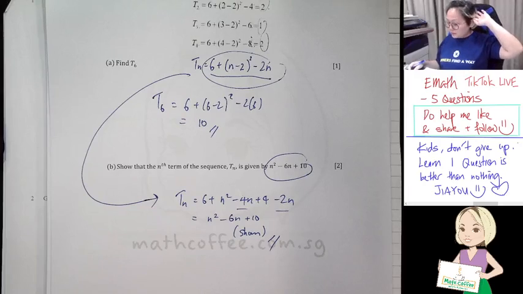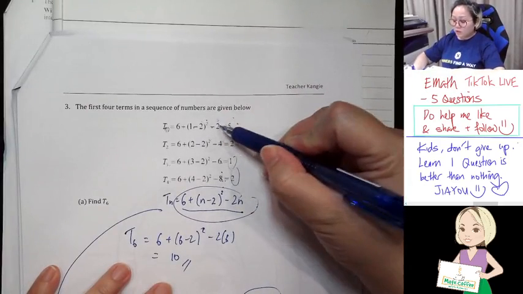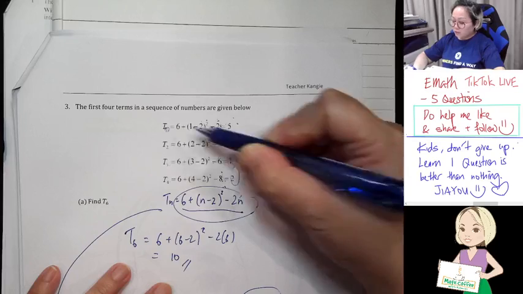Y minus 2 times 6. Oh no, that's the formula over here. You see here? Do you see the pattern? Minus 2, minus 4, minus 6, and minus 8. So we want to link this 2, 4, 6, 8 to this n here.